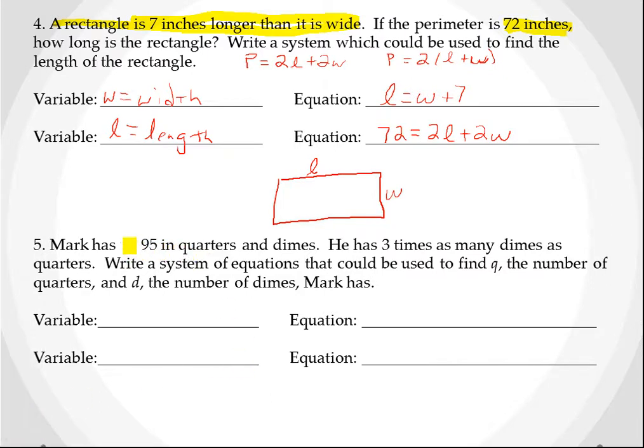Alright. Another type that we would have would be money problems like number 5. Mark has $4.95. That's a total. We know that's how much he has. He has 3 times as many dimes as quarters. Write a system of equations that could be used to find Q, the number of quarters, and D, the number of dimes. So they tell us what our variables are, Q and D. So Q equals the number of quarters, and D equals the number of dimes.